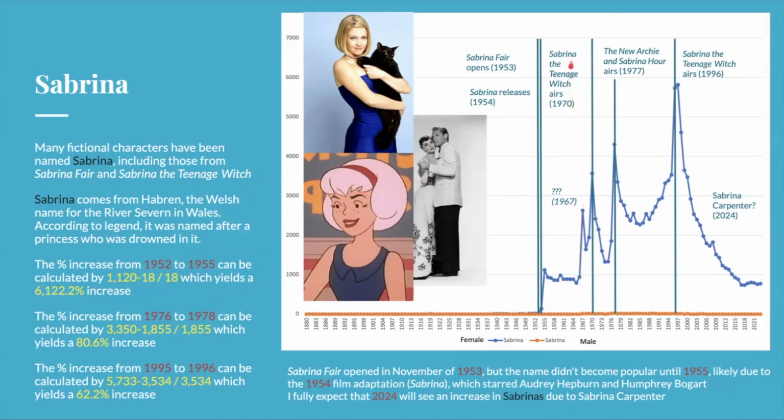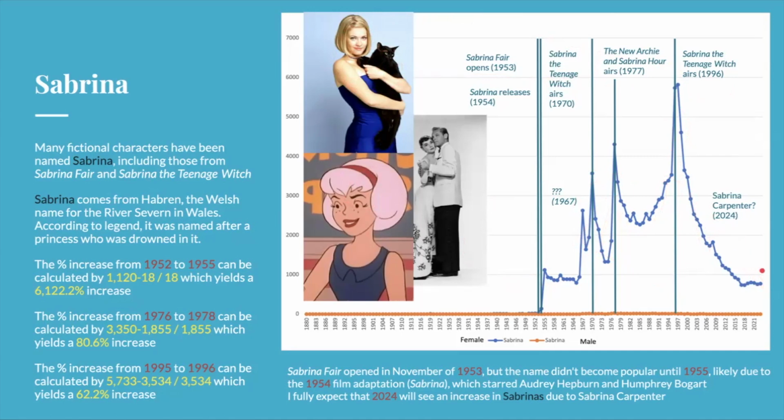However, in 1970, the television show Sabrina the Teenage Witch, which I believe is this one, or this might be from the 1977 one, started airing, and in that first year, it had a pretty big jump, but the bigger jump came from the new Archie and Sabrina hour in 1977, when from 1976 to 1978, it had an 80.6% increase. And the percent increase from 1995 to 1996, when Sabrina the Teenage Witch, this live action version, aired, was a 62.2% increase.